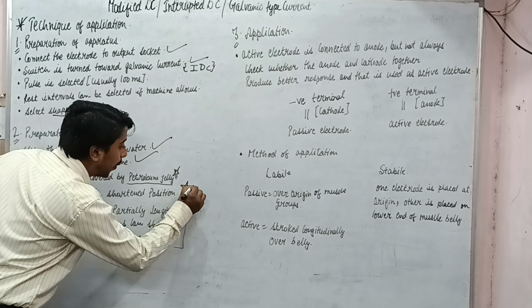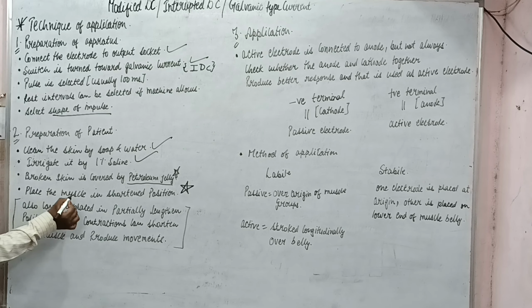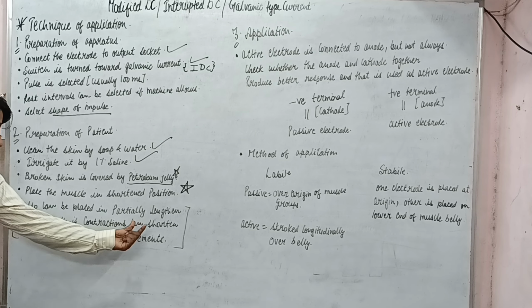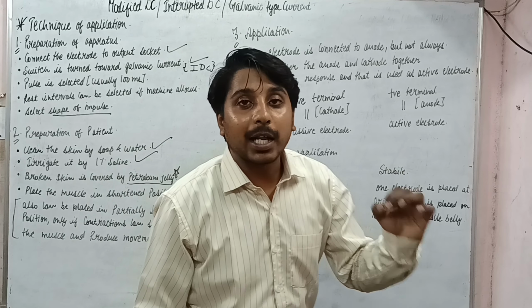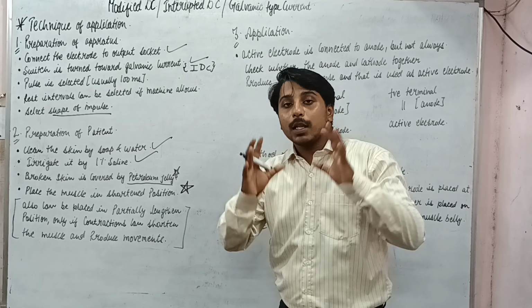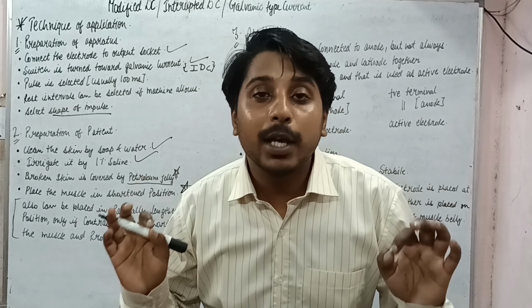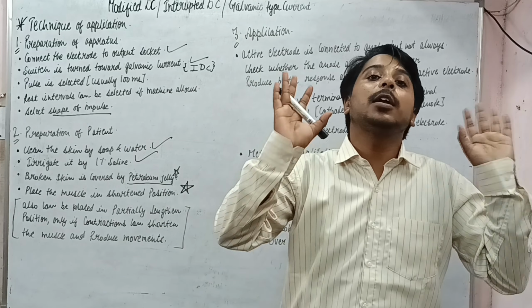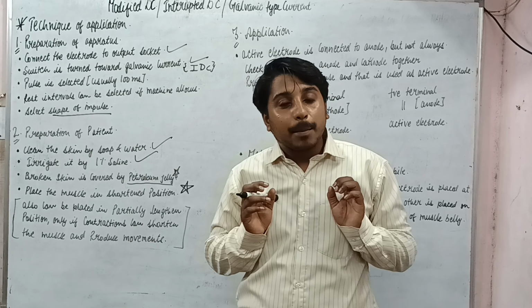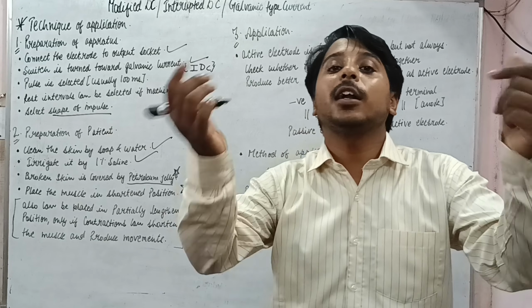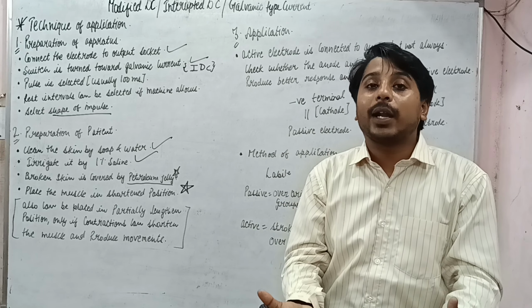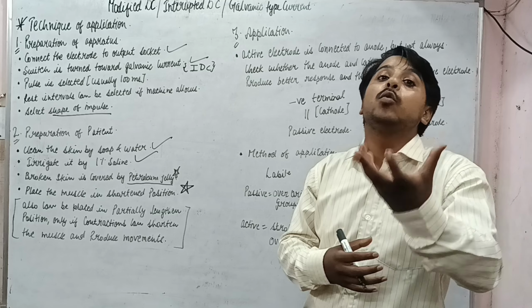You can mark a star point here. Normally place the muscle in the shortened position. It can also be placed in a partially lengthened position, only if the contraction can shorten the muscle and produce the movement. See, what I am explaining is that generally we are going to place the muscle in a shortened position, but it can also be placed in a lengthened position when the muscle contraction is occurring and it can produce the movement.